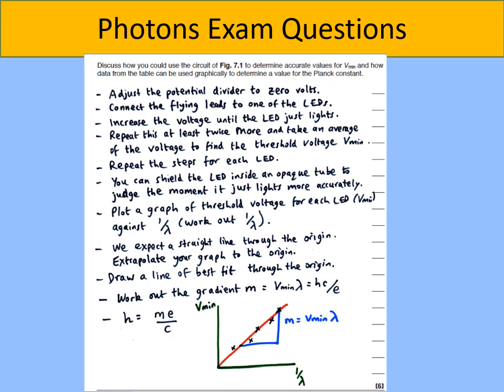Now you don't have to write all of those points. Perhaps this question is worth 6 marks, so you would take 3 points from the method, and you would take 3 points from how you actually go about working out Planck's constant.